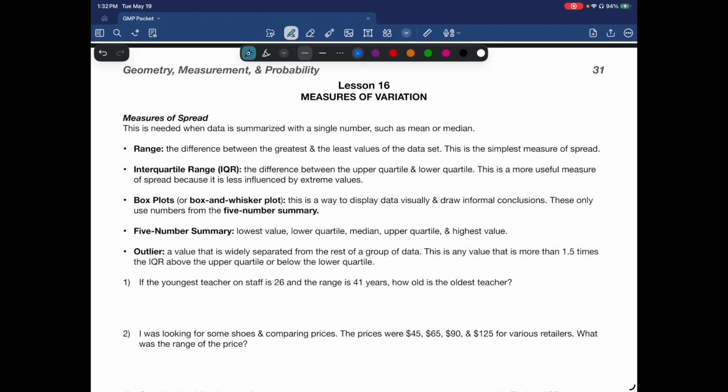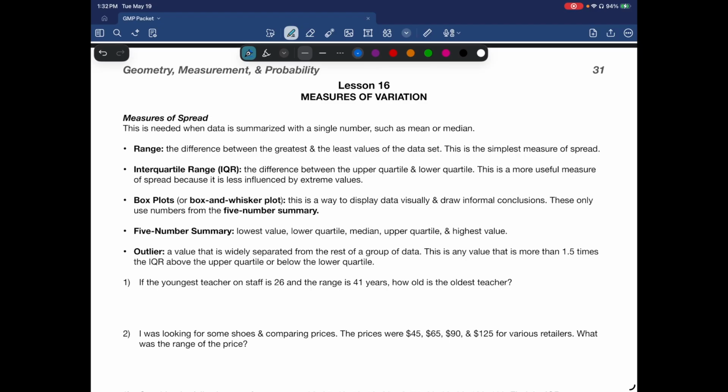A box plot, or a box and whisker plot, is a way to display data visually and draw informal conclusions. These only use numbers from the 5-number summary. The 5-number summary is the lowest value, lower quartile, median, upper quartile, and highest value, from least to greatest. An outlier is a value that is widely separated from the rest of the group of the data.